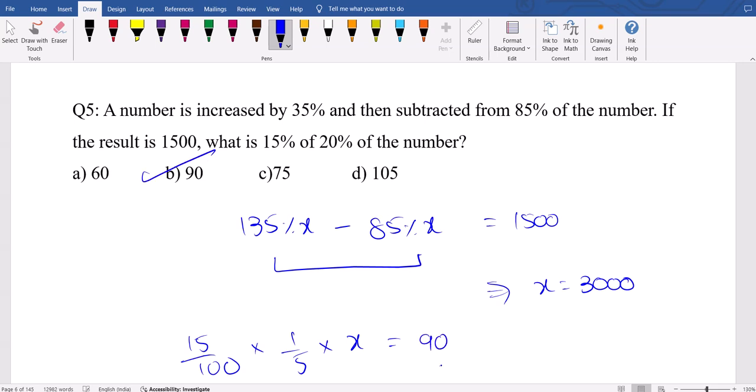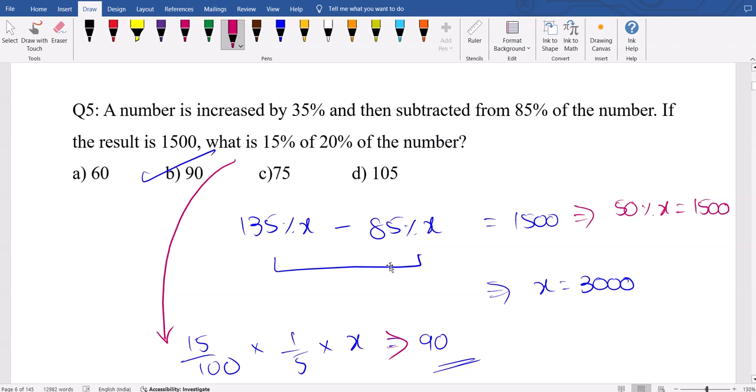So 90 is the answer. That's it, 90. Previously there was some typo, it's corrected. A number is increased by 35% and then subtracted from 85% of the number. That conveys that 50%, half of the number, equals 1500. The number is equal to 3000. Now this is what you have to calculate: 15% means 15 divided by 100. 20% means 1 by 5 of that number x. So the number is 3000, divided by 5 is 600, divided by 100 is 6. 15 into 6 is 90. That results in 90.